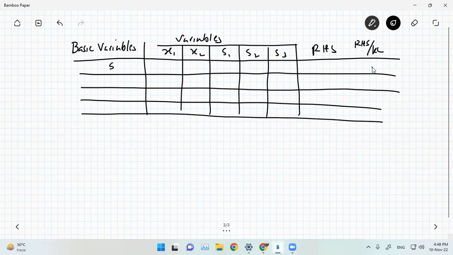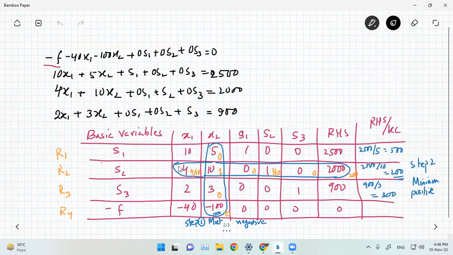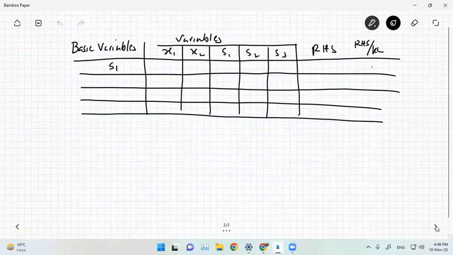Okay, so S1. Now to see which one is entering and which one is leaving, let's go to the next. As you can see, X2 will enter and our S2 will leave. Then you have 4 by 10, 1, 0, 1 by 10, 0, 200. So this should be the case. Instead of S2, we have to write X2. Then you have S3 and F minus F as well.